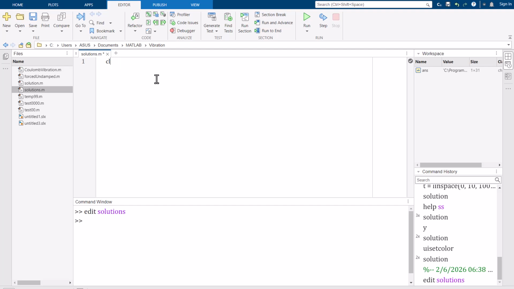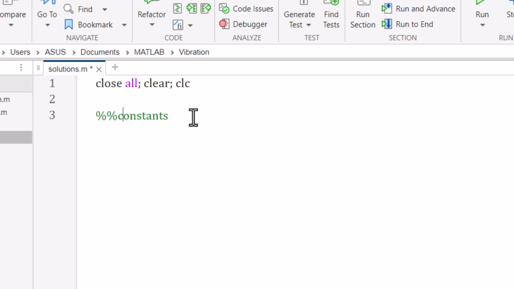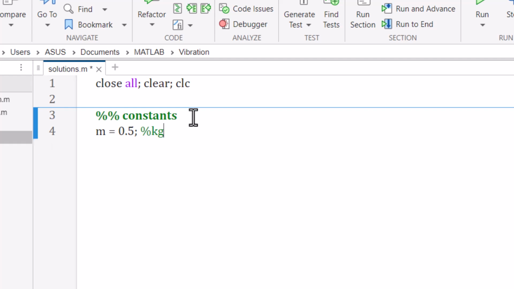As always, I start with close all, clear, clc. First, I have to define constants. And I take m to be 0.5 kilograms. And I take the damping constant c to be equal to 0.3 newton second per meter. Now, method 1.